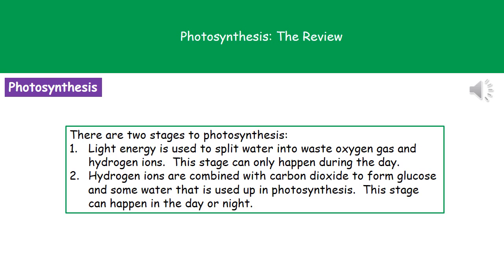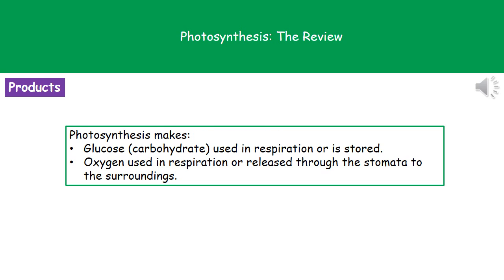The second stage uses those hydrogen ions from that first stage and combines them with the carbon dioxide our plant has taken in to make glucose and a little bit of water, but that's mainly used up in our photosynthesis. Because this stage doesn't require light energy, it can happen both in the day or at night.